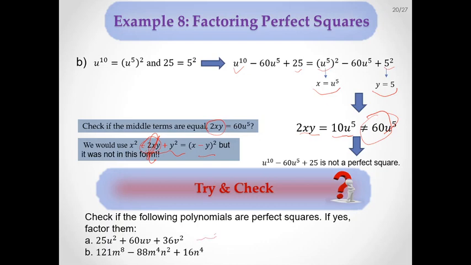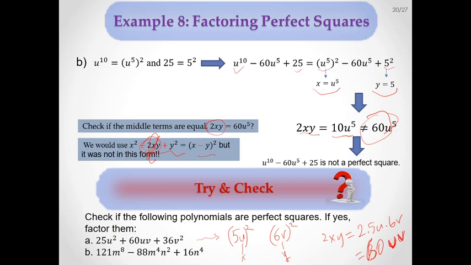Now this one, is it a perfect square? Sorry, 5u squared, and this is 6v squared, and let's check the middle term. This is x. Let's say this is y, and 2xy is what? 2 times 5u times 6v. It makes 60uv.